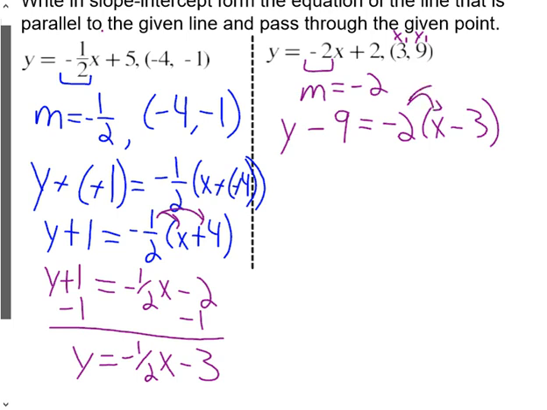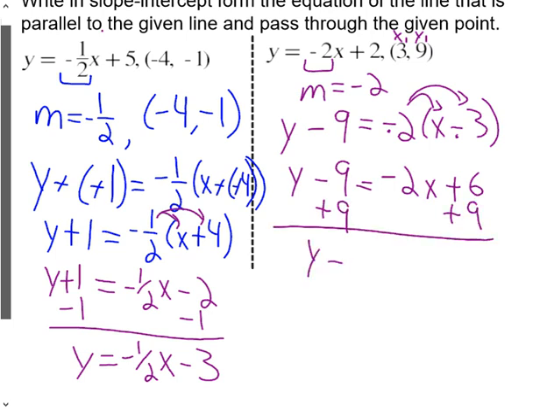Distributing our negative 2, we get y minus 9 equals negative 2 times x. Double negative here gives us a positive 2 times 3 is 6. And then we just need to move our minus 9 over by doing the opposite. Plus 9 on both sides. And y equals negative 2x plus 15.